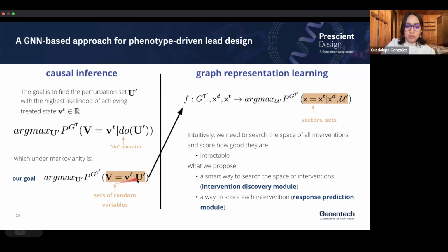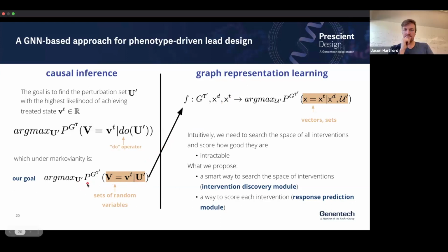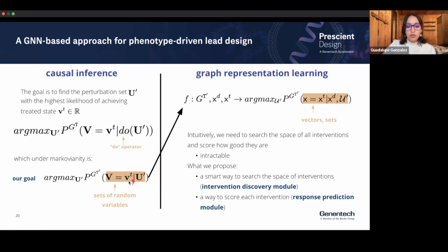So we're trying to find that U prime. Yep. That for which these probabilities computed over the graph are equal to the treated state.